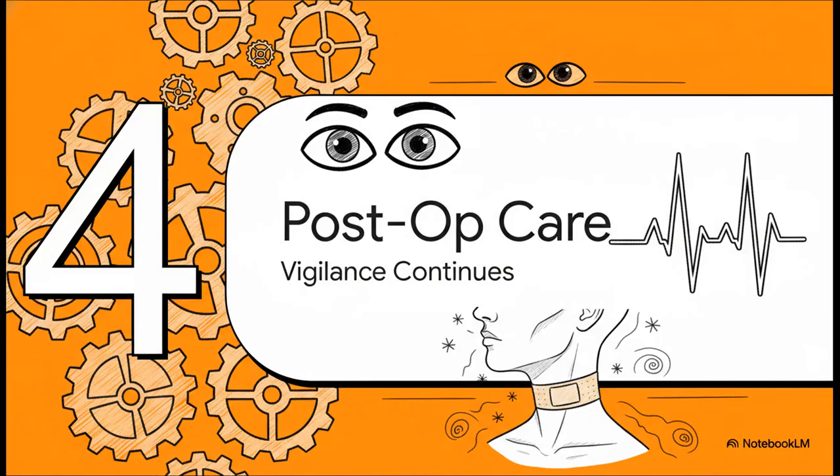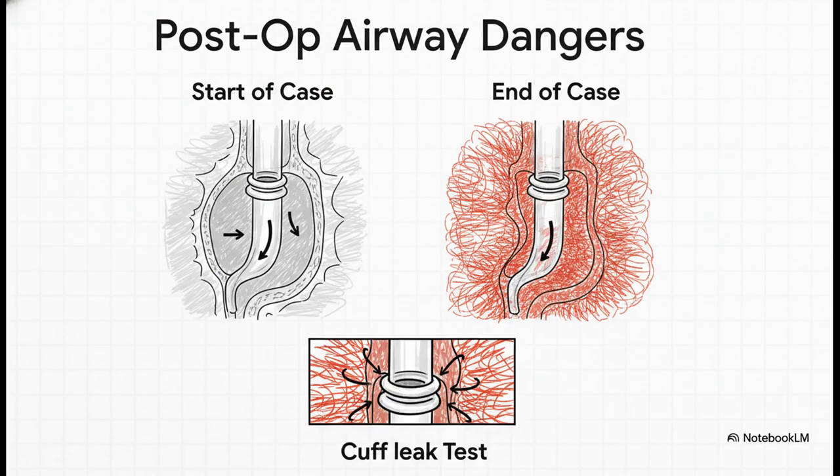The surgery's over, but we are not out of the woods yet. The postoperative phase has its own set of dangers we need to be ready for. Now, this is so important. The airway you dealt with at the beginning of the case is not the same airway you have at the end. Swelling or a developing hematoma can turn a simple airway into a life-threatening emergency. And the scariest part, it can be totally hidden underneath a neck collar.